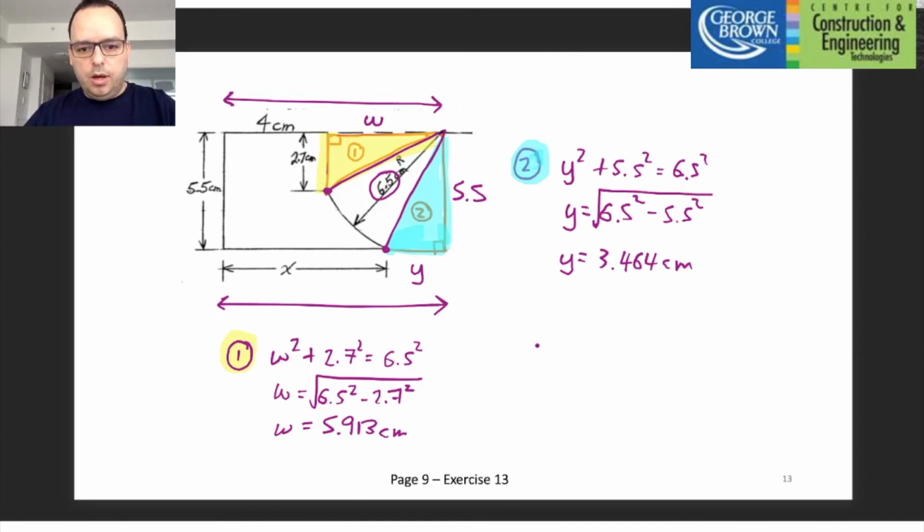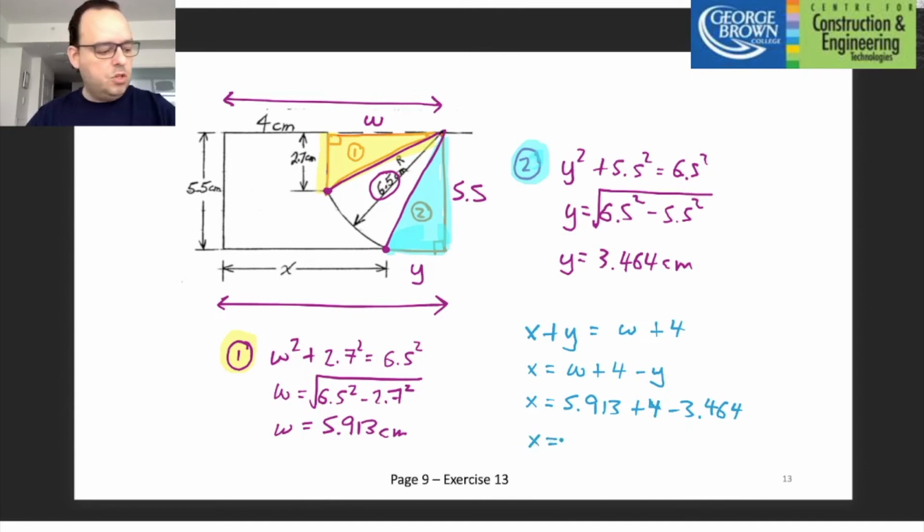Now that we have W and Y, we can complete the question by solving for X. So you can say here that X plus Y is W plus 4. Before I put any numbers in, I'm just going to move over the Y so you can see it as an isolated variable. And let's substitute now 5.913, there's the 4 we had earlier, and take away the quantity Y, which is 3.464. That leaves us with an answer of 6.449.